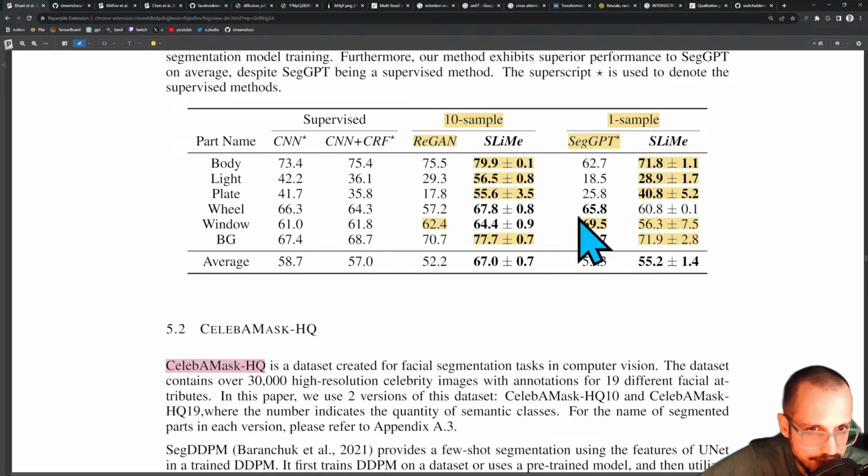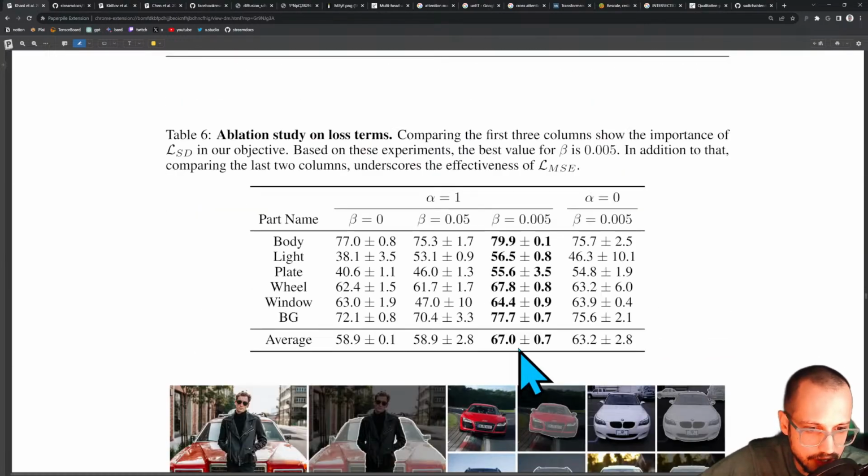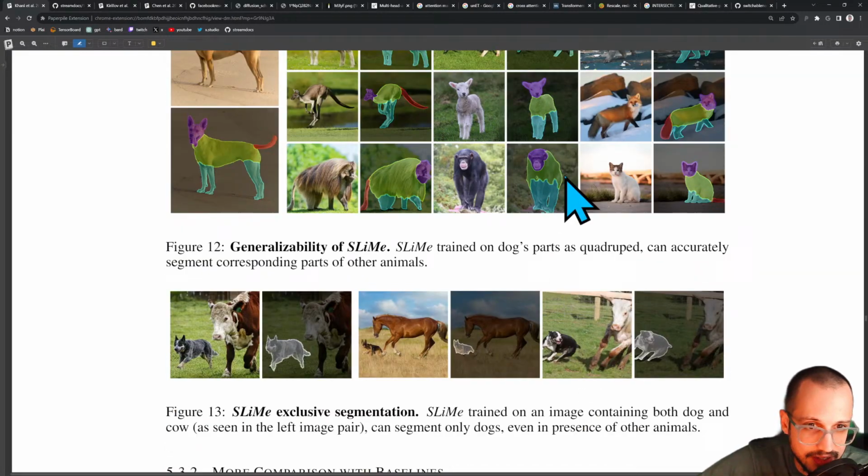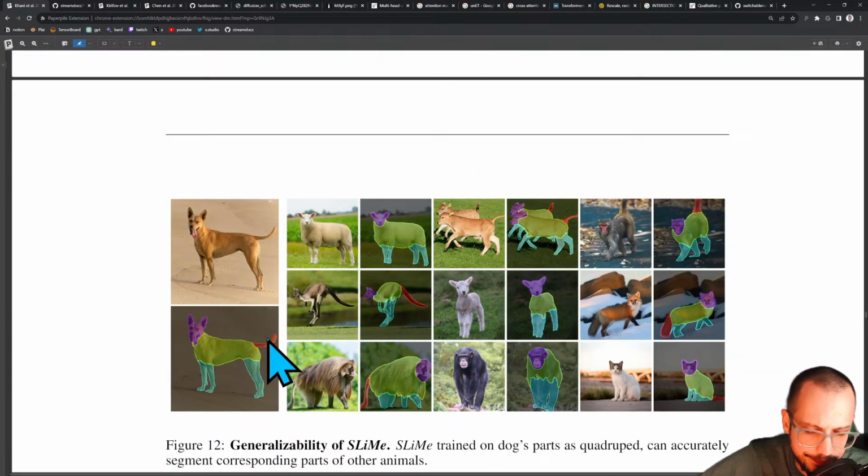The quantitative results are actually kind of trash, right? Because it doesn't seem to perform that well, but then the qualitative results are very impressive. So this result here, impressive. The bears are impressive, and this is, I think, the coolest one.